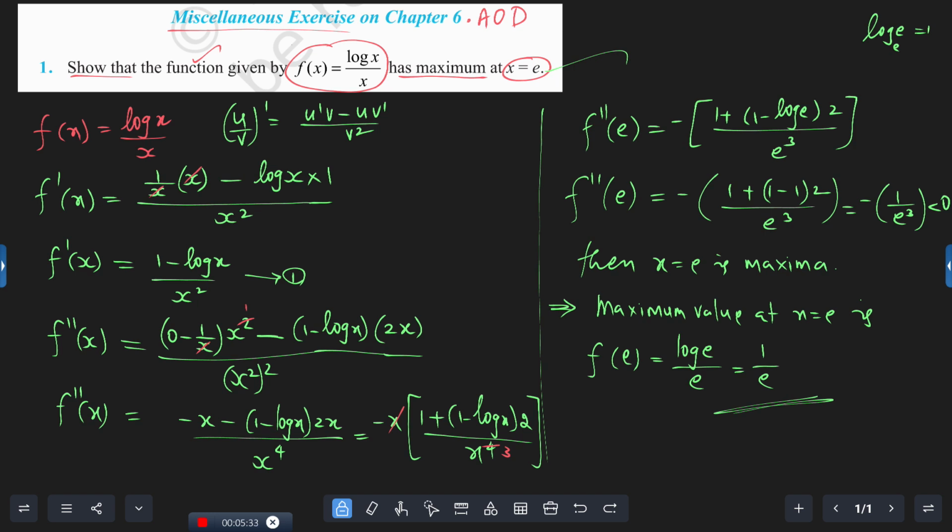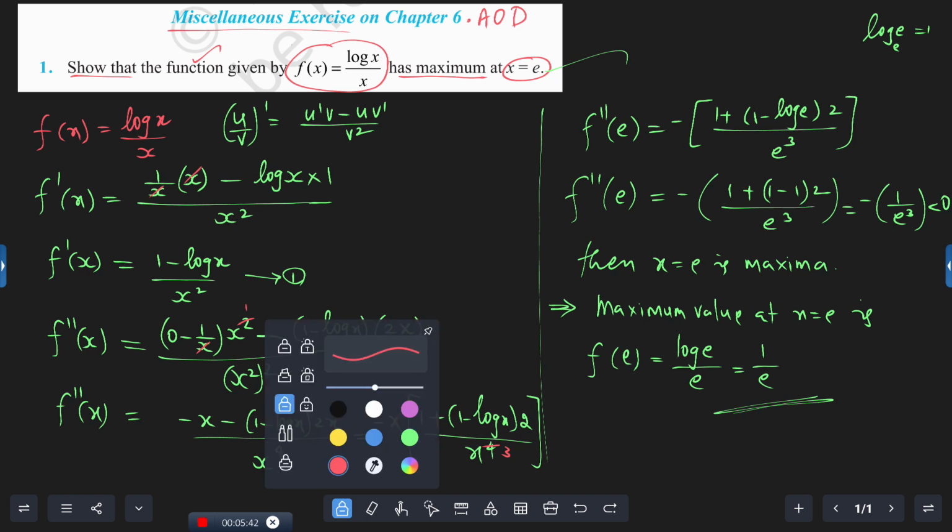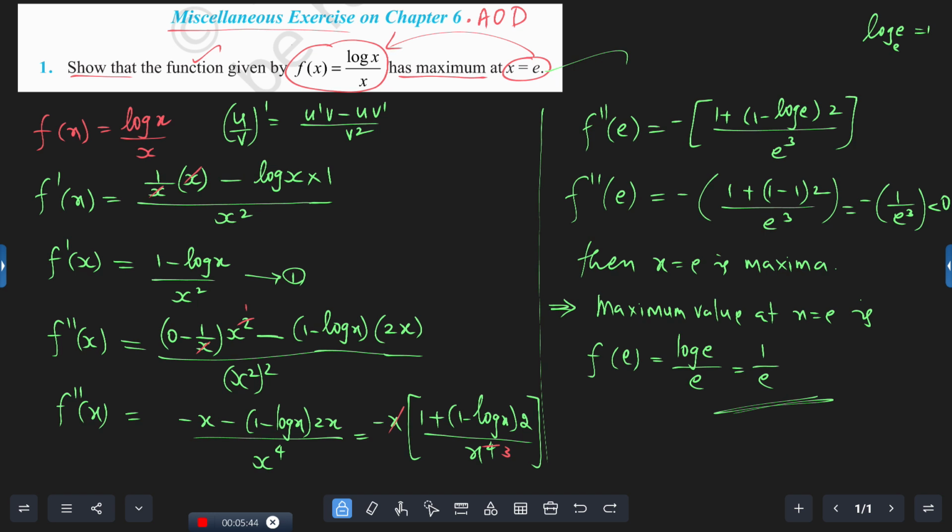Have you understood? Sometimes they may ask this in an MCQ also. If they ask in an MCQ, you don't need to worry. Directly take the x value, substitute it here, and you will get the maximum value. That's enough for an MCQ, directly you can substitute. For a 2 mark question, you have to do all the steps properly.